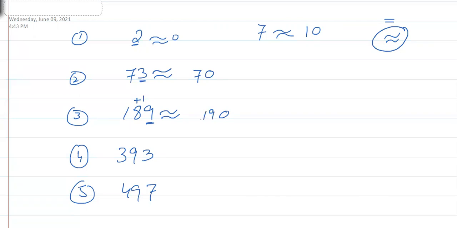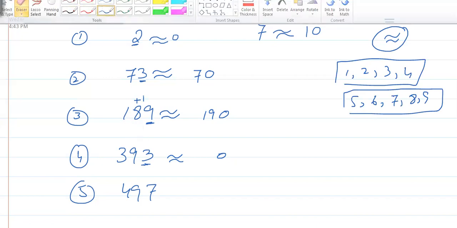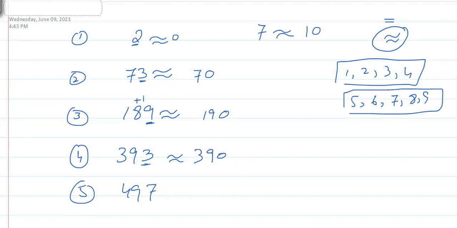It will become 190. Now, in this case, 393, we make the last digit 0. The digit is 3. I told you if your digits are 1, 2, 3 or 4, no change. For 5, 6, 7, 8, 9, you will add 1 in the remaining. In this case, no need to add anything because it is just 3. So it will be just 390. Okay. Now, next one is this one.